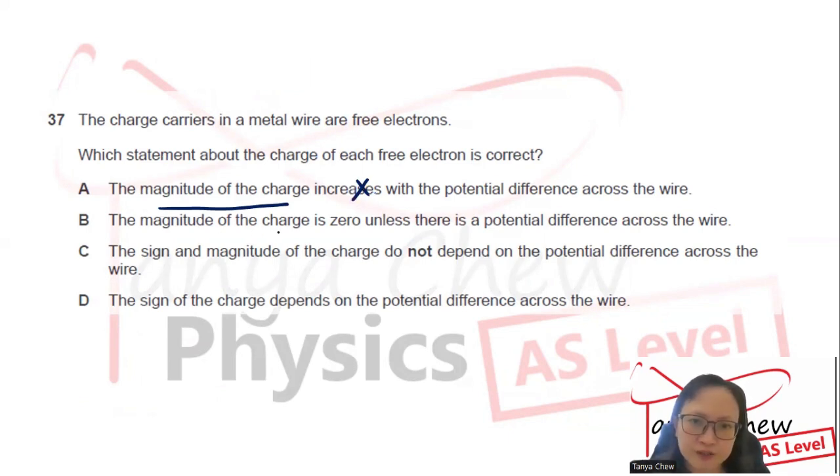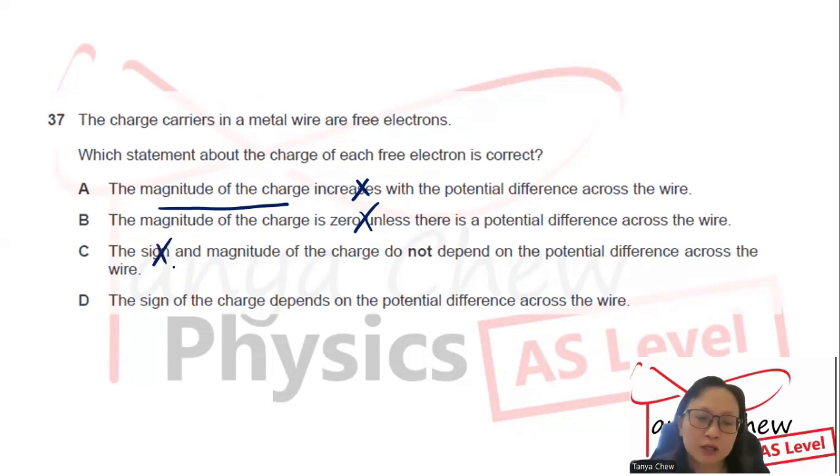B, the magnitude of the charge is 0 unless there is a potential difference across the wire. The magnitude of the charge is always 1.6 times 10 to the power negative 19, whether there is a potential difference or no potential difference across the wire. C, the sign and magnitude of the charge do not depend on the potential difference across the wire. Of course, the sign of the charge, because depending on the potential difference, electrons will flow out from the negative terminal to the positive terminal. So of course, it would depend on the potential difference across the wire.